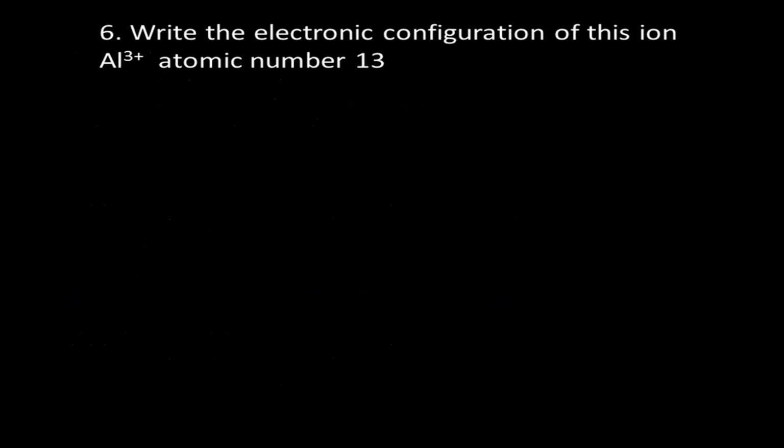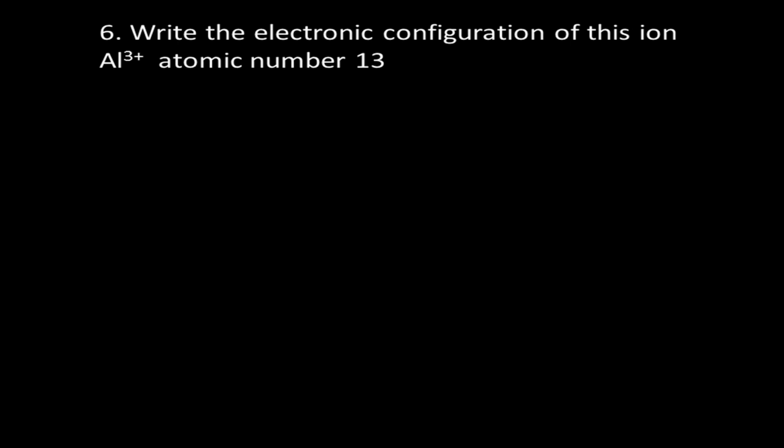Number 6. Write the electronic configuration of this ion, Al3+. The atomic number of aluminium is 13. So this aluminium is losing 3 electrons. That's why it's 3+. For a neutral aluminium, the atomic number is equal to the number of electrons. But this has a charge, which means it has lost 3 electrons.